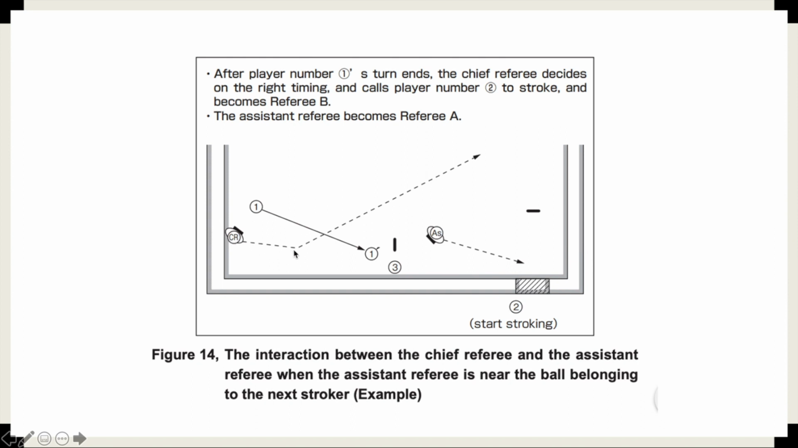And the chief referee, after calling ball number 2, will dash across to get to an area where they can assume the position of referee B. So the assistant referee will move to this area here, and they will become referee A, adjudicating on the start stroking. And the chief referee will move into this position here, and they will assume the position of referee B. This is a situation in which the assistant referee becomes referee A, and the chief referee becomes referee B.